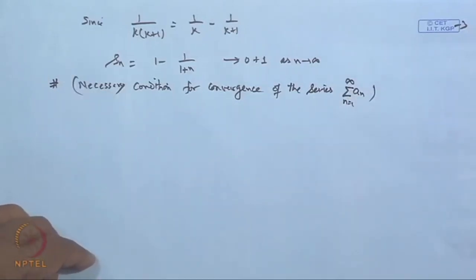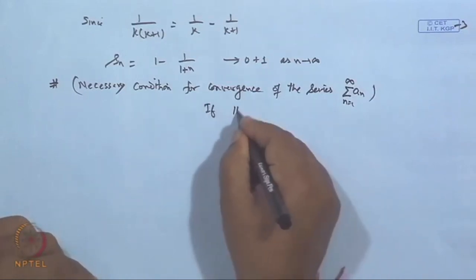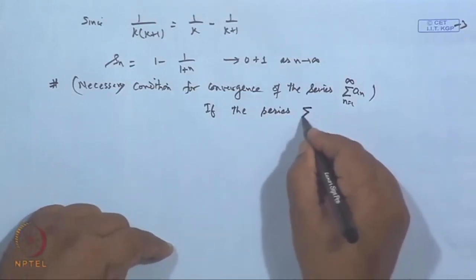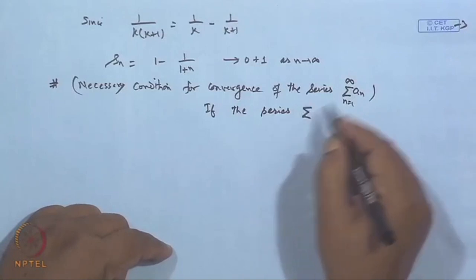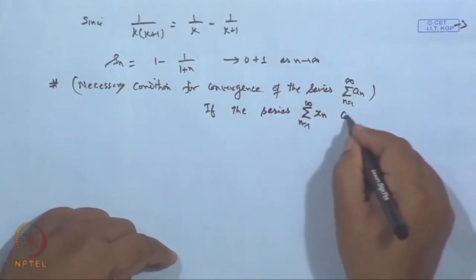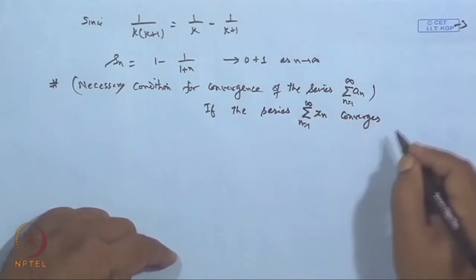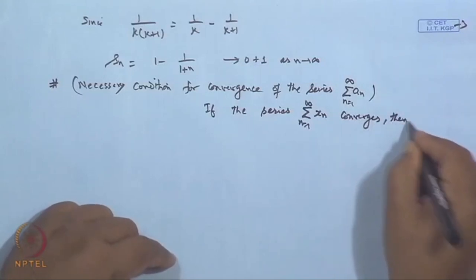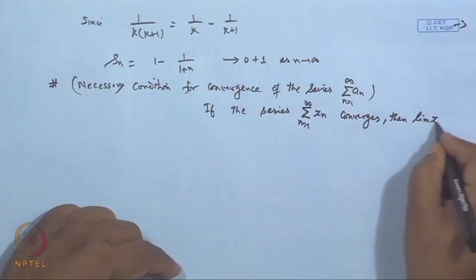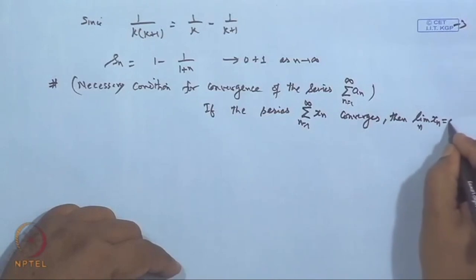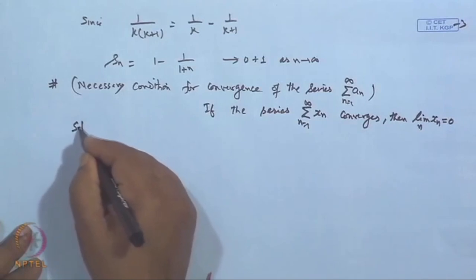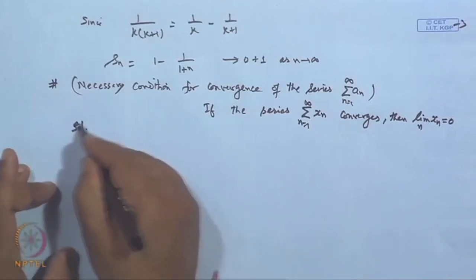So, this we will put in the form: if the series sigma xn, n is 1 to infinity, converges, then limit of xn must go to 0. Limit of xn as n tends to infinity will be 0. That is, the nth term will always go to 0. Okay? So, let us see the proof.